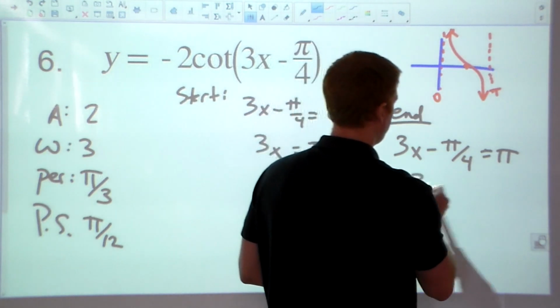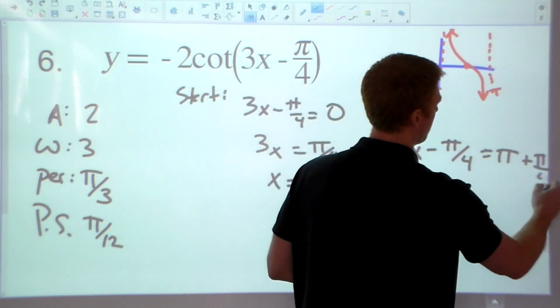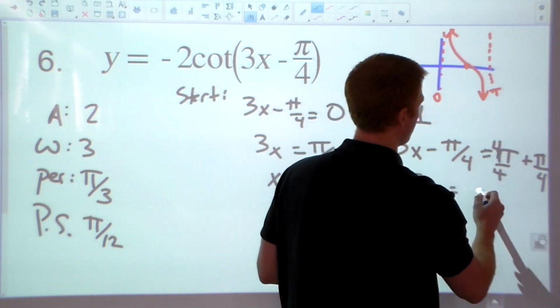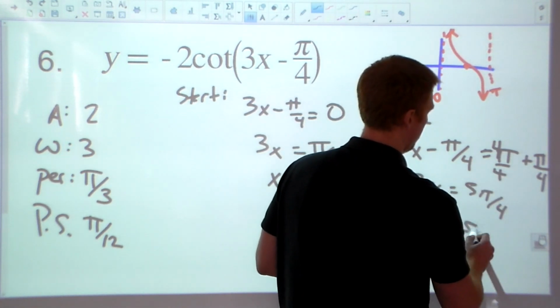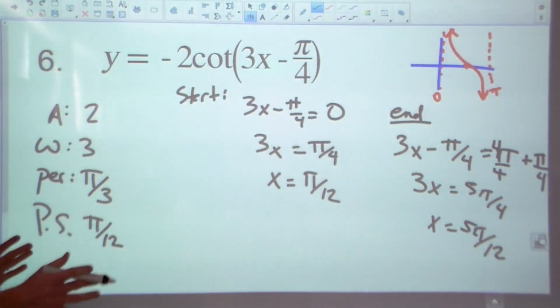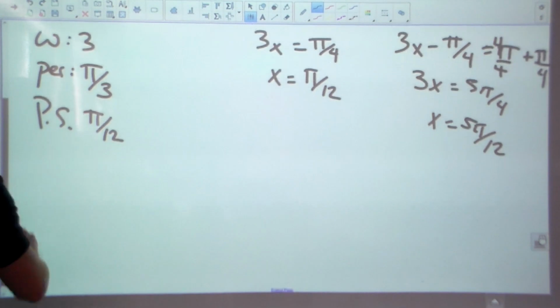So 3x, let's see, we had pi and pi/4, so we need to make that into fourths. So that'd be 4 pi/4, so 5 pi/4. X will be 5 pi over 12. Okay, so this will end at 5 pi/12, start at pi/12. So let's move into the graphing part.